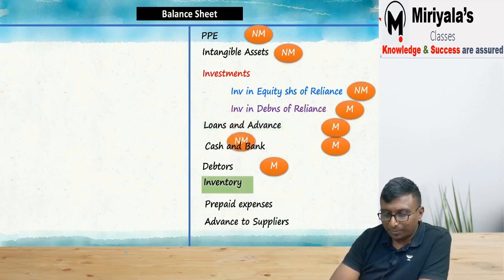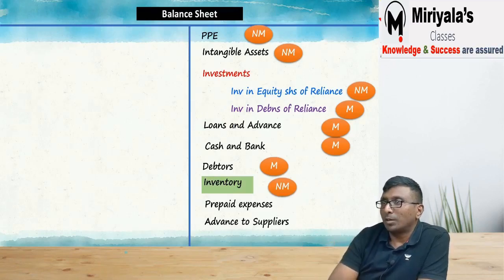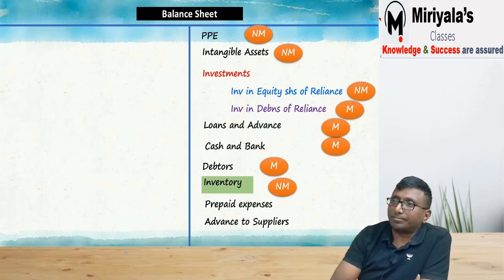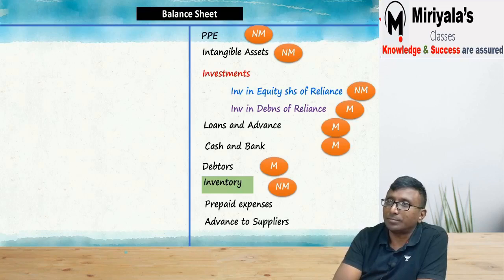Monetary or non-monetary? Non-monetary. Inventory is an asset held by you. It is receivable when you sell. It is not sold on 31st March. If it is already sold, it should have been sitting in debtors, not in inventory. Inventory means unsold goods, stock.